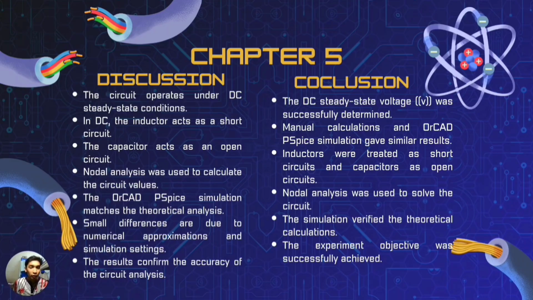The conclusion of this chapter is that the DC steady state voltage was successfully determined. Manual calculation and OrCAD PSpice simulation gave similar results. Inductors were treated as a short circuit and capacitors as open circuit. Nodal analysis was used to solve the circuit. The simulation verified the theoretical calculation, and the experiment objective was successfully achieved.